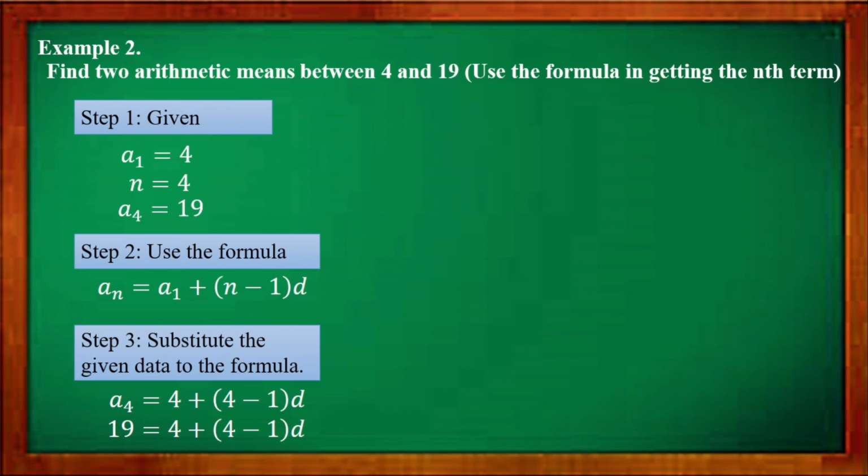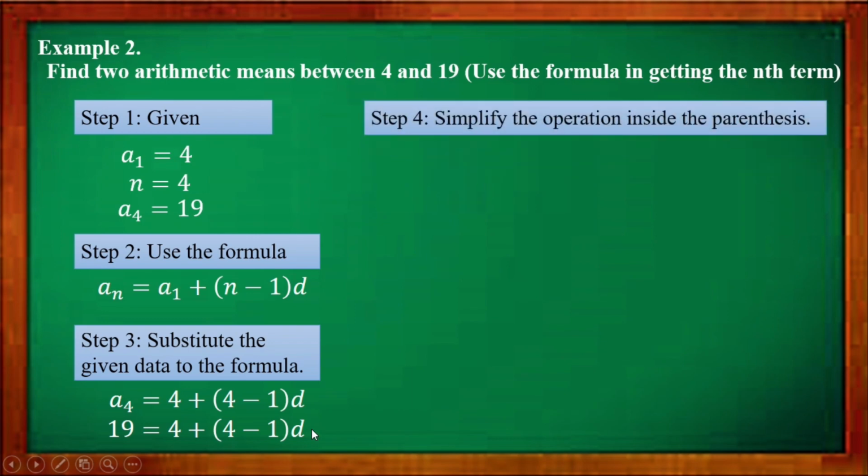So next, let us substitute those given values. So a sub 4 is 19 equals a sub 1 is 4 plus 4 minus 1 times d. After that, we are going to simplify the operation inside the parentheses. Inside the parentheses, we have 4 minus 1. That is why we will have this equation. So 4 minus 1 is just 3.